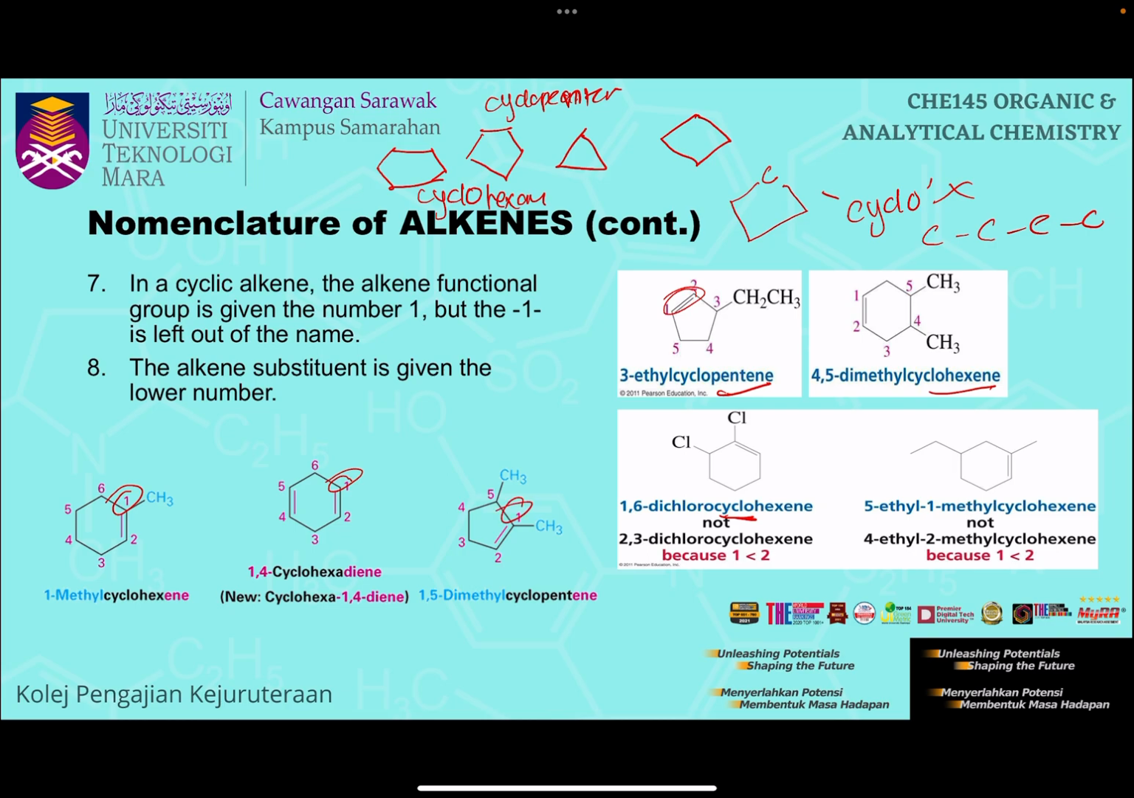So in a cyclic alkene, the alkene functional group is given the number 1, but the number 1 is left out of the name because automatically you know that is your first carbon, if there's only one double bond. If there are 2 double bonds like this one, you have to make sure you identify exactly at what number the double bonds are present.